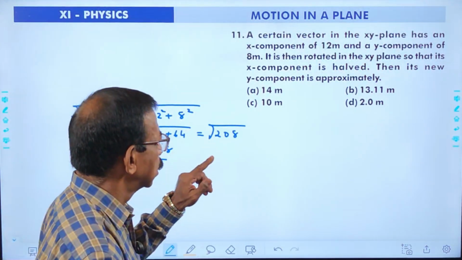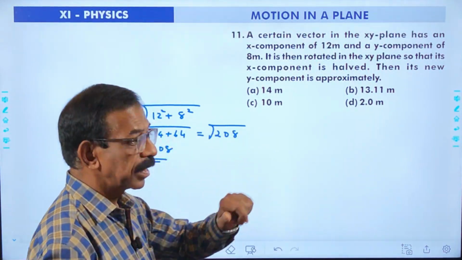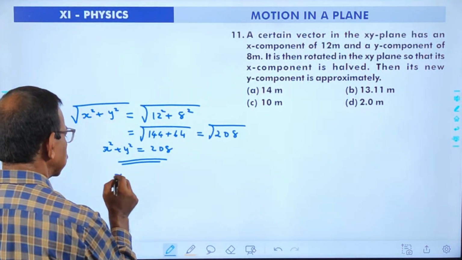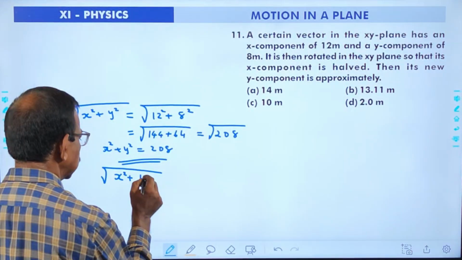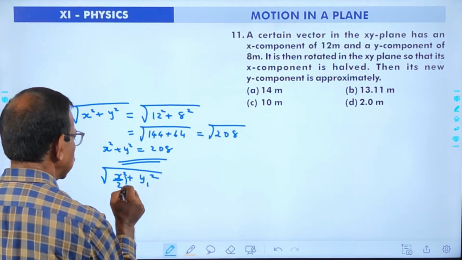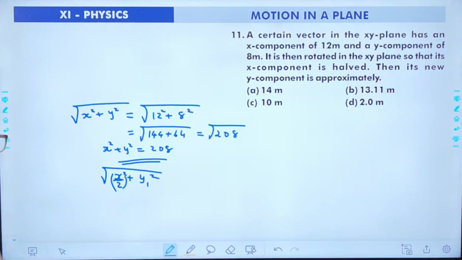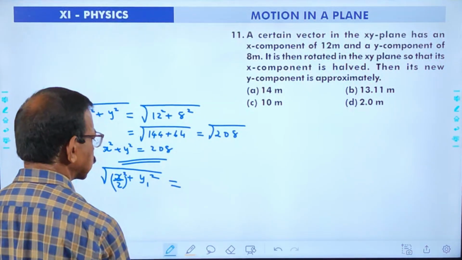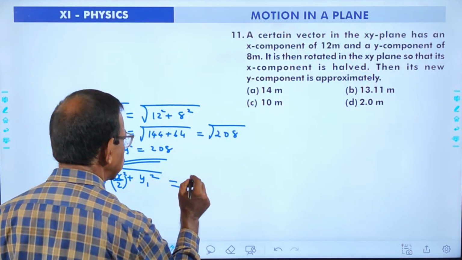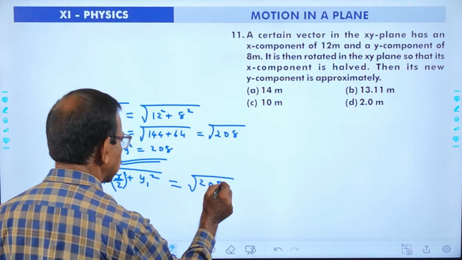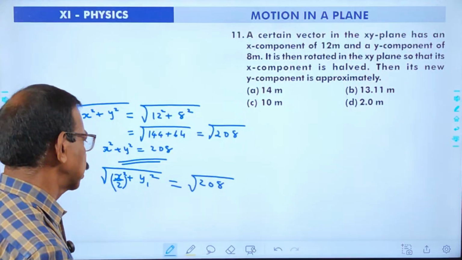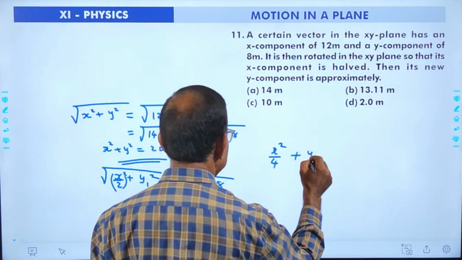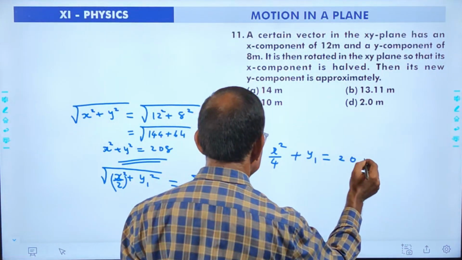In the next part, it is rotated so that x component is halved. That is, x component becomes half the original. Then root of x square plus the remaining y component may be y1 square. X component is halved to x by 2. Now x by 2 square plus y1 square. Magnitude is to remain unchanged, root of 208. The same magnitude will remain, only the vector is rotated. That is, on squaring we will get x square by 4 plus y1 square equals 208.